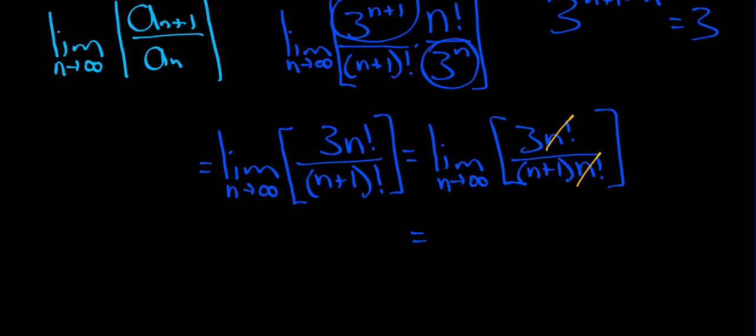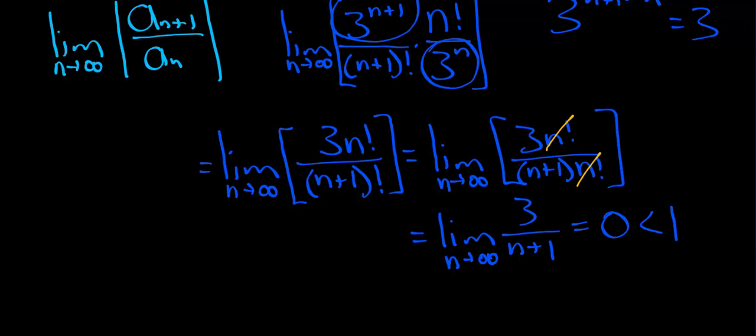We've got this situation, the limit as n goes to infinity of 3 over n plus 1. Well, this is an easy limit. That's just 0. And 0 happens to be less than 1. Therefore, by the ratio test, that series converges. So by the ratio test, I guess we could call it RAT, right? Ratio test. Okay. So by the ratio test, that series converges. Okay, now let's look at another one.